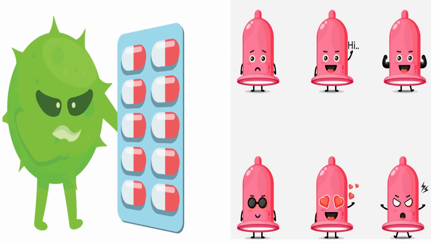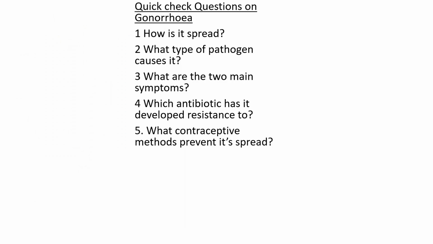We used to use penicillin, a really strong antibiotic and the first antibiotic discovered, but the gonorrhea bacteria are now resistant to it, so it doesn't work. We can still use other antibiotics to kill the gonorrhea bacteria, but the best way is to stop yourself from catching it in the first place by using barrier methods like condoms.